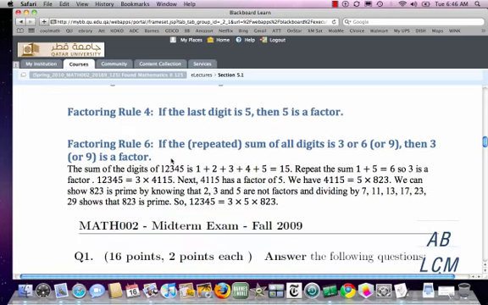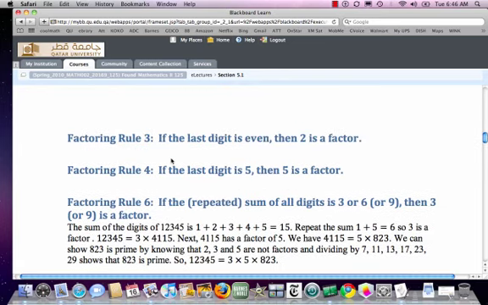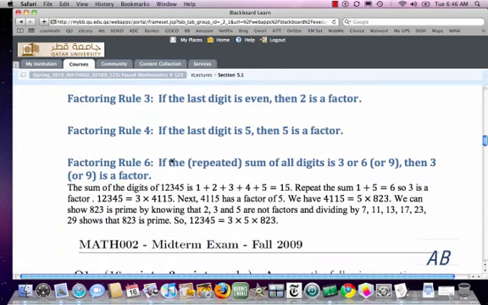Now, rule 6 is a little more complicated. It tests whether we have 3 as a factor. What you do is add all the digits. If you're looking at the number 12345, for example, you add 1 plus 2 plus 3 plus 4 plus 5, which is 15. If you get a two-digit number like here, you add again: 1 plus 5 equals 6. If you get a 3, 6, or 9, then 3 is a factor. So you can divide by 3, knowing that the result will be good.